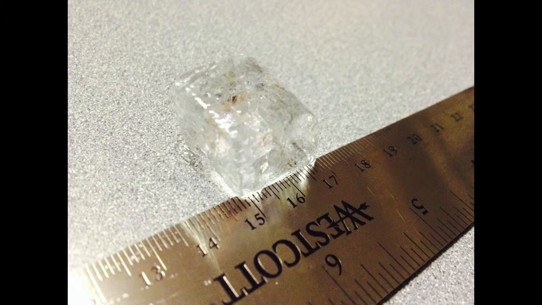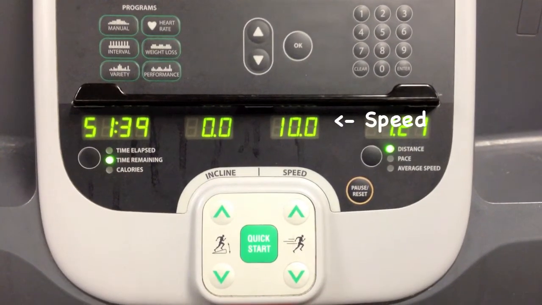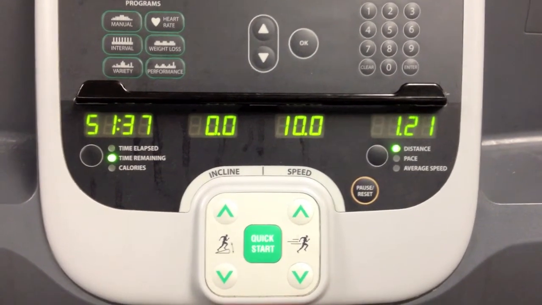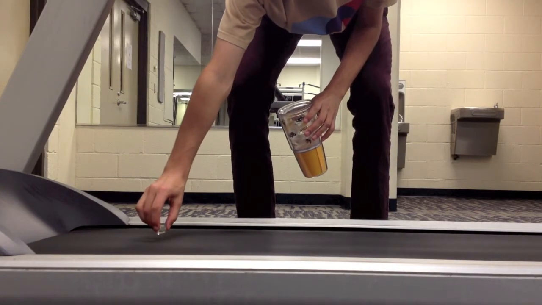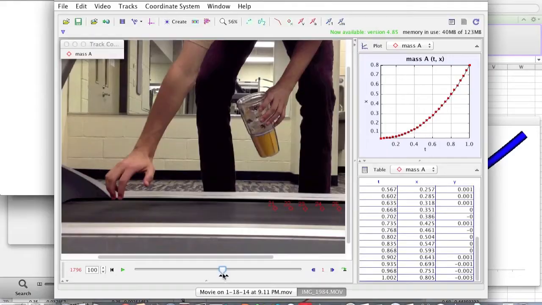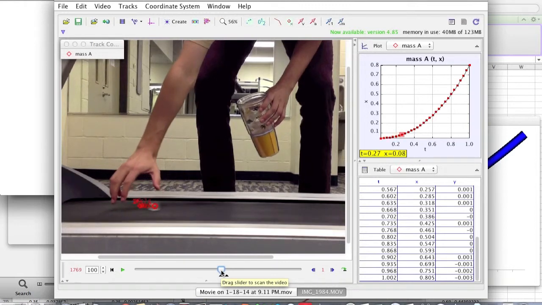Now we are ready to collect data. We set the treadmill at 10 miles per hour or 4.47 meters per second. We measure the mass to be about 15 grams. We then set the block of ice on the treadmill and record. Importing our video into Tracker, we can generate position versus time data of the block by setting it on an arbitrary coordinate axis in the frame.